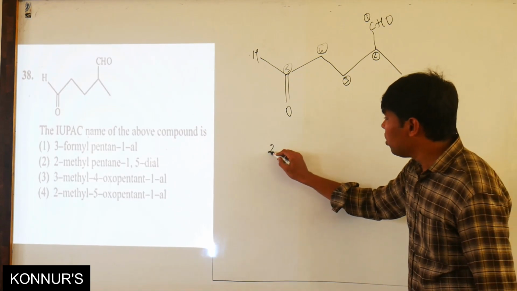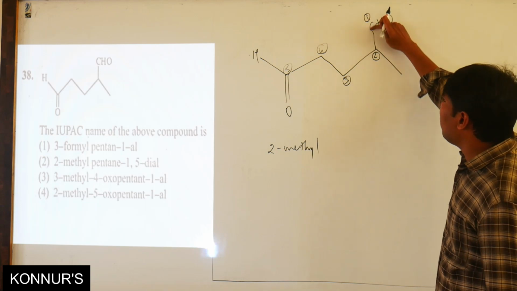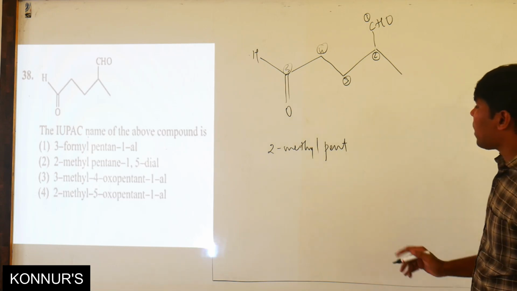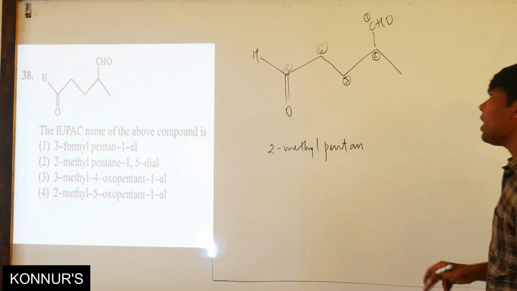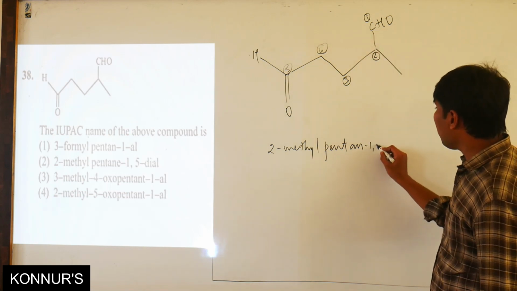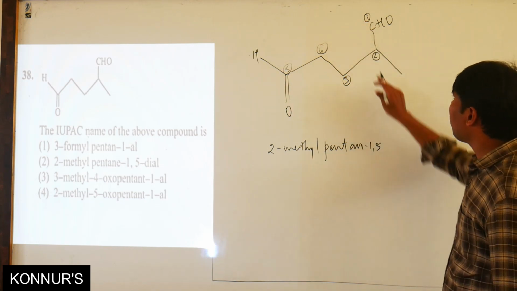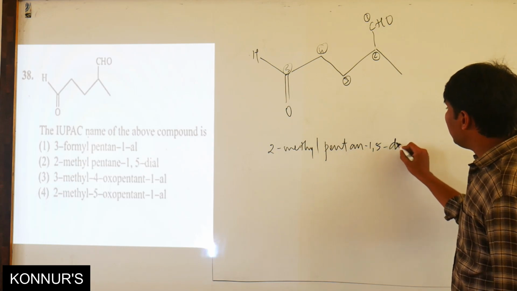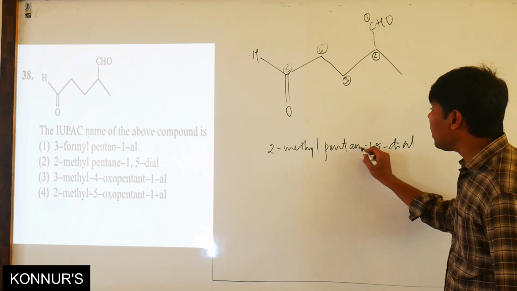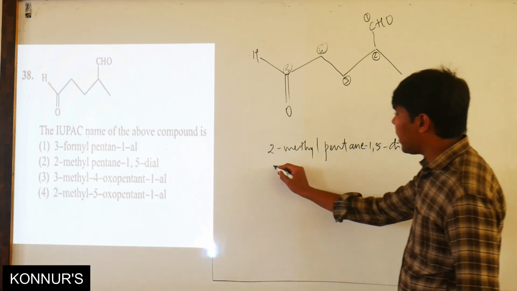So 2-methyl. This is the correct one. Now the root word is pent. With carbon to carbon single bond, it is 'an' plus 'e', and I am going to eliminate the 'e' because this is the aldehyde, where 1,5 dial is there, and this dial starts from a consonant D, so I will retain the last letter of the primary suffix. So now this is the exact IUPAC name.